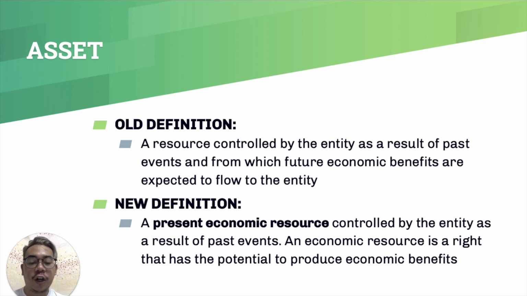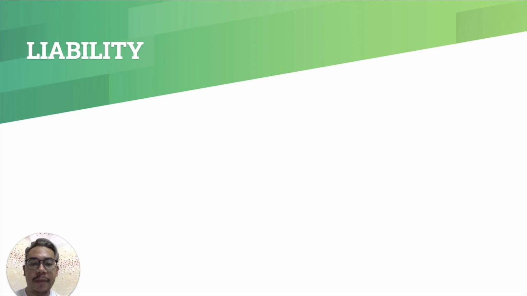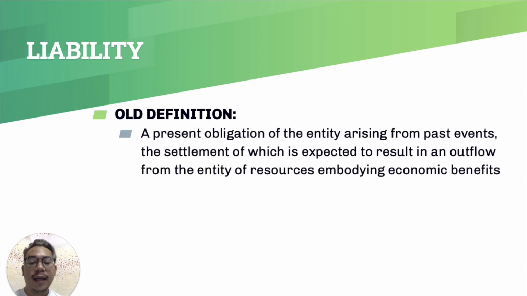Therefore, this new definition na-highlight na yung asset is an economic resource at tinanggal na yung future economic benefit na expectation. But take note that the economic resource is a right that has the potential to produce economic benefits. So, nandun pa rin naman pero na-highlight lang na yung asset is an economic resource. The second element is the liability. The old definition is, it is a present obligation of the entity arising from past events, the settlement of which is expected to result in an outflow from the entity of resources embodying economic benefits.